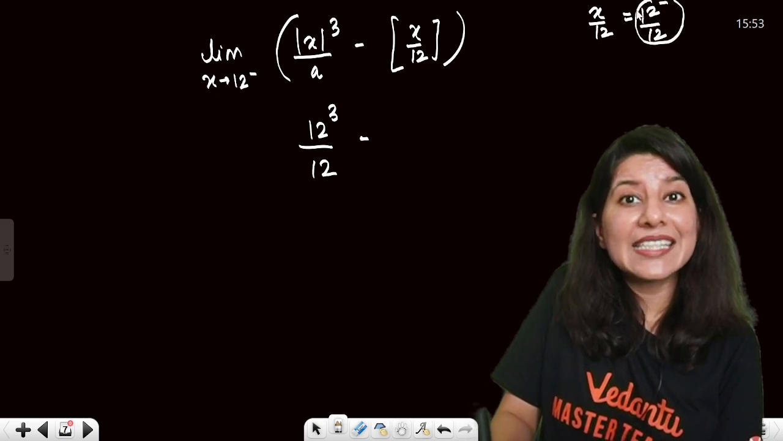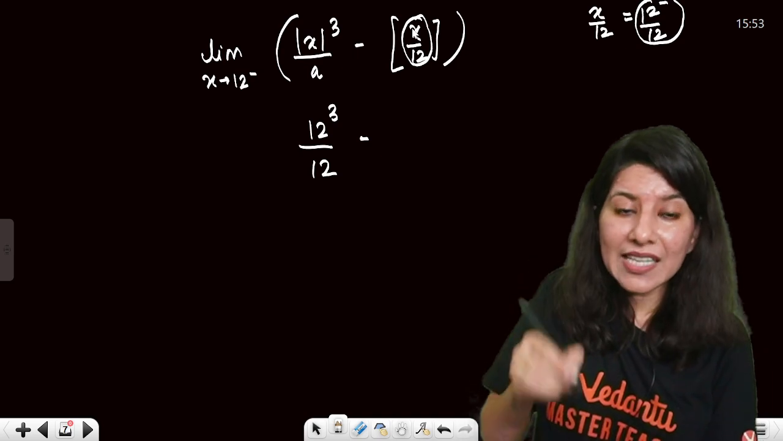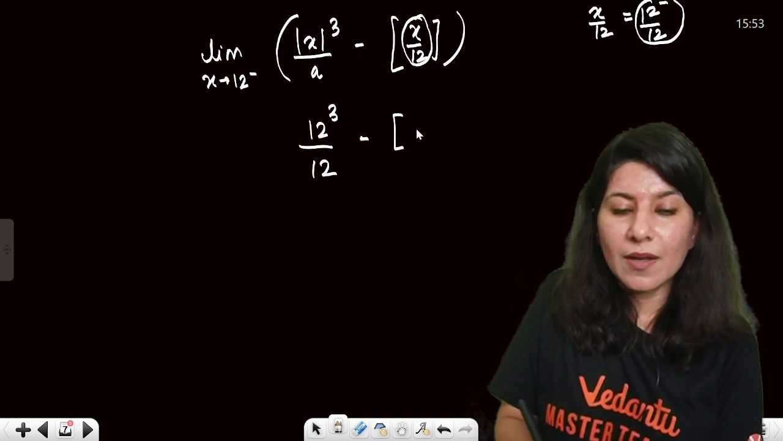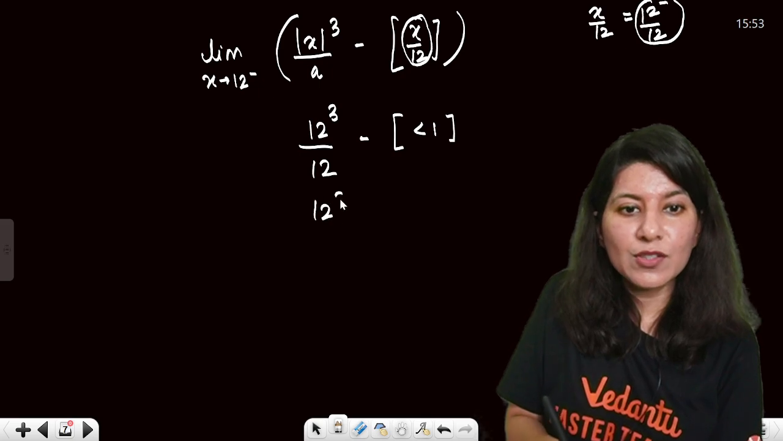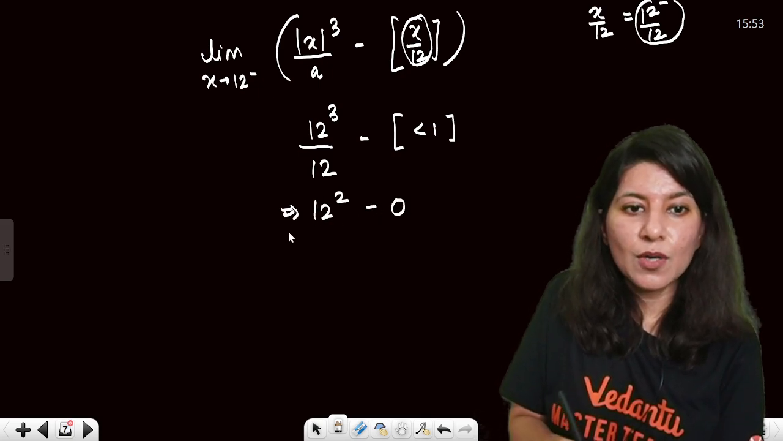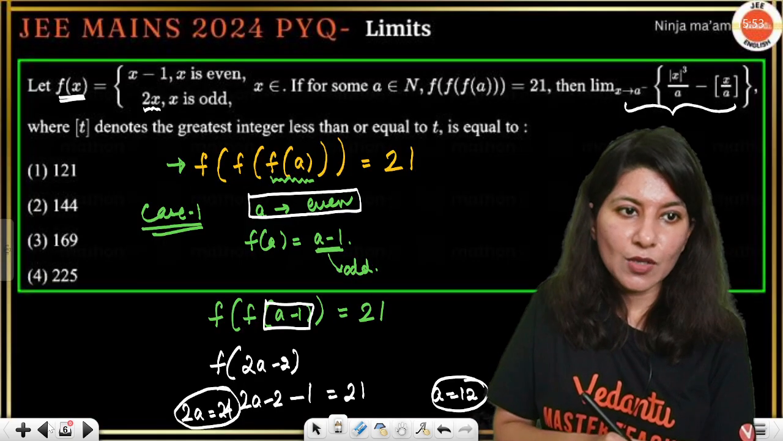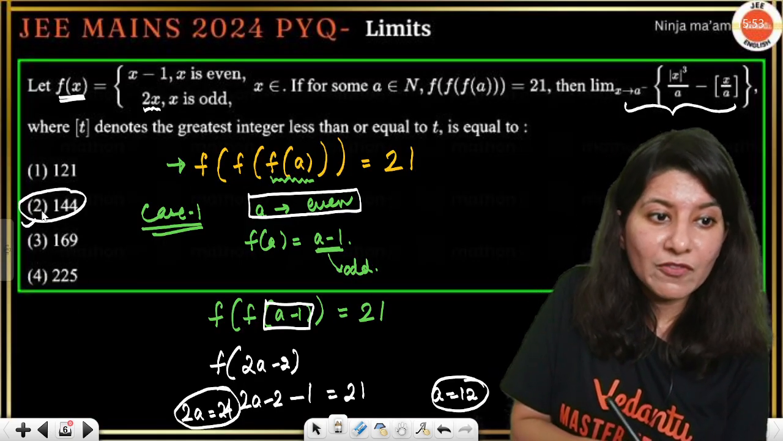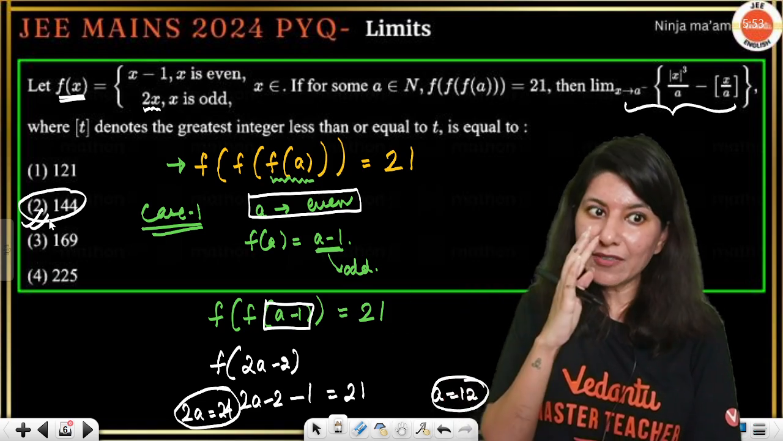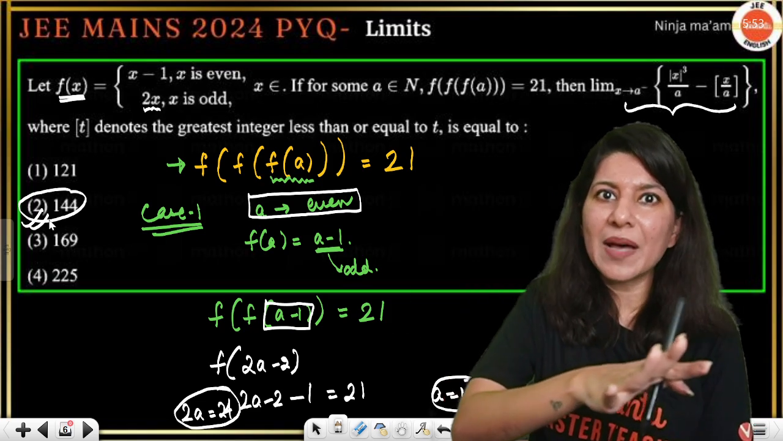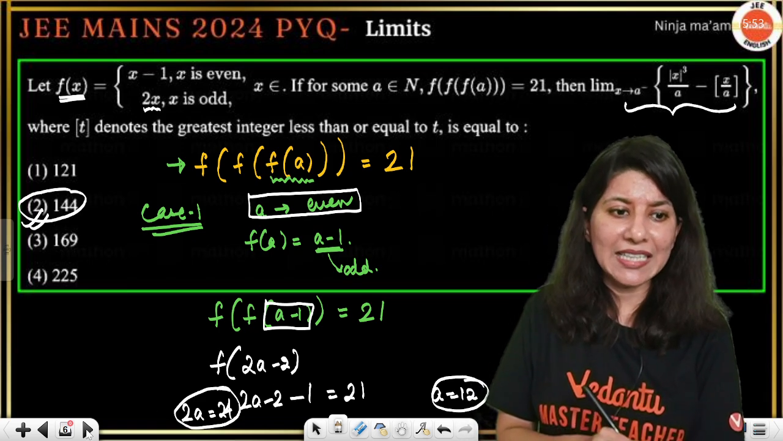So this is less than 1. Anything which is less than 1 inside the greatest integer function becomes 0, right? So this is 12 square only minus 0. So finally 144 will be your answer. Now case number 2, when a is odd, that we could calculate, but our answer is matching, so that case might get rejected. So I'm not going to waste my time on that case.